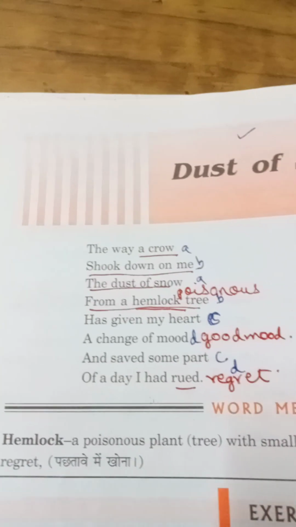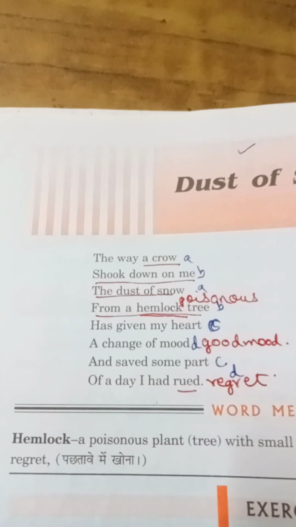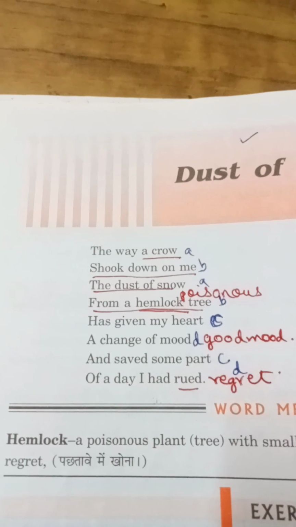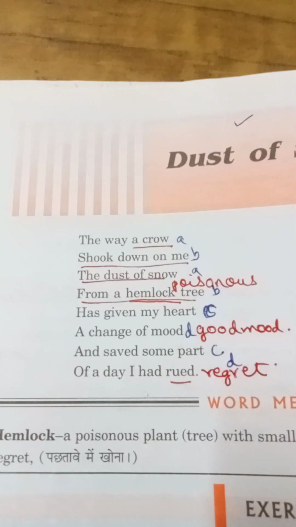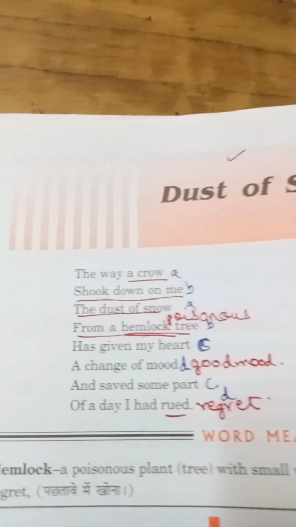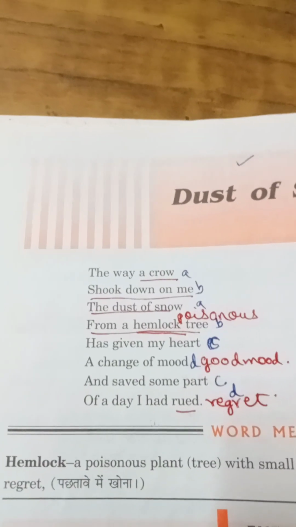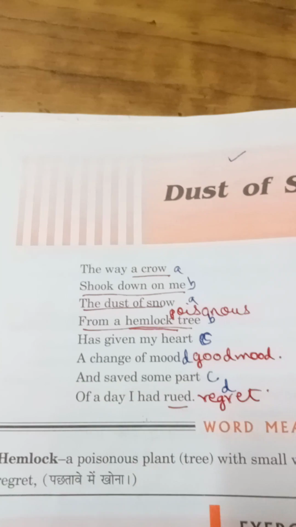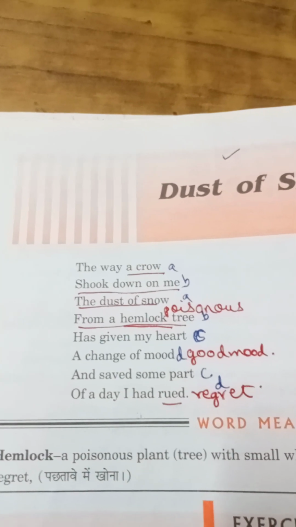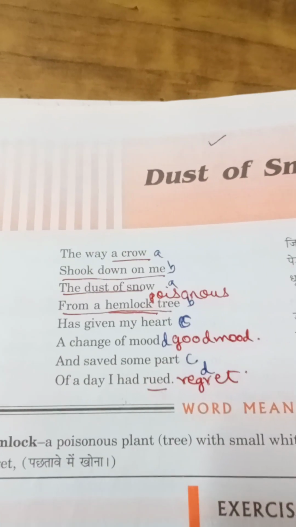gladdened his heart. The poet had not even been specific about what exactly transpired, but it is evident that two negative forces, the poisonous hemlock tree and the black crow, were the representatives of nature that had brought about a positive turn of events in the poet's life.